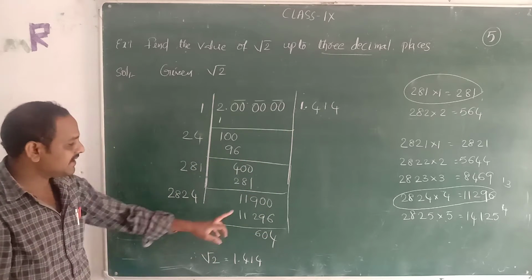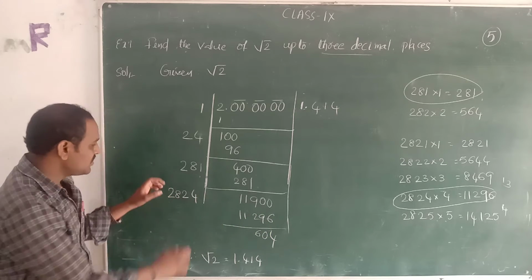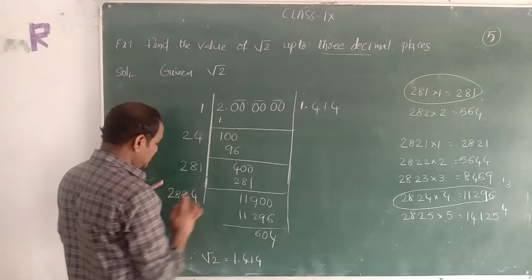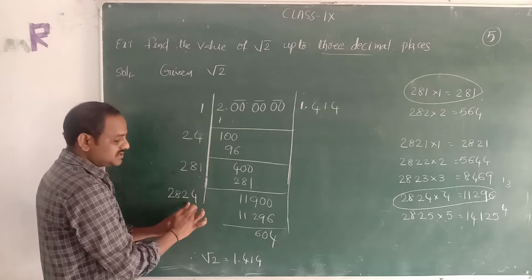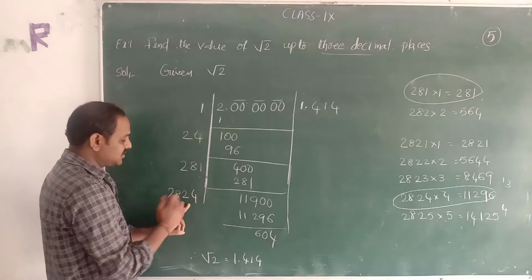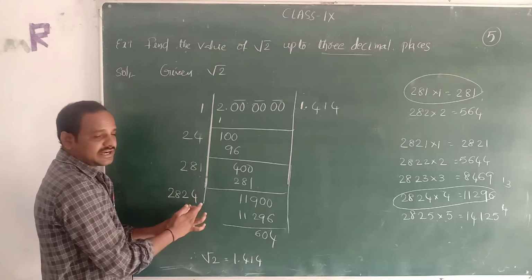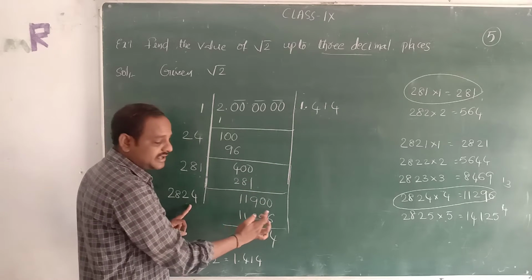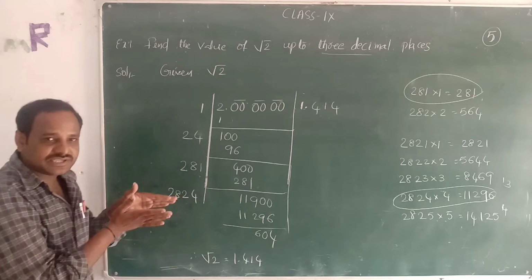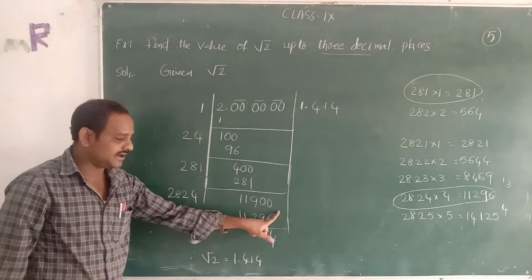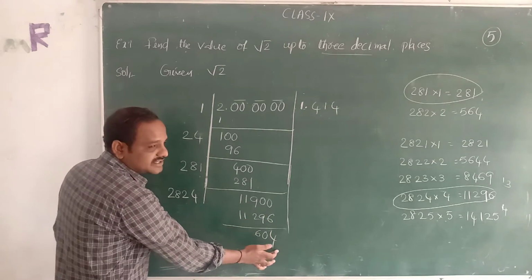By doing subtraction we got 119, and next we took the third pair of zeros, so we got 11,900. Now 281 plus this 1, how much? 282. Now which number are we going to take? We have to multiply by the same number, so that is 2824 times 4, and we got 11,296, which is closest to and less than 11,900. By doing subtraction we got 604.